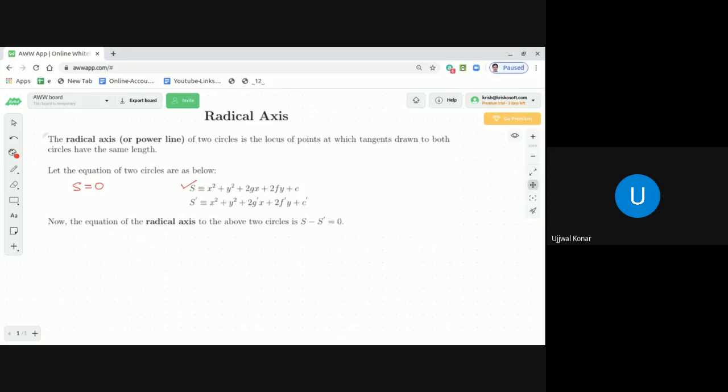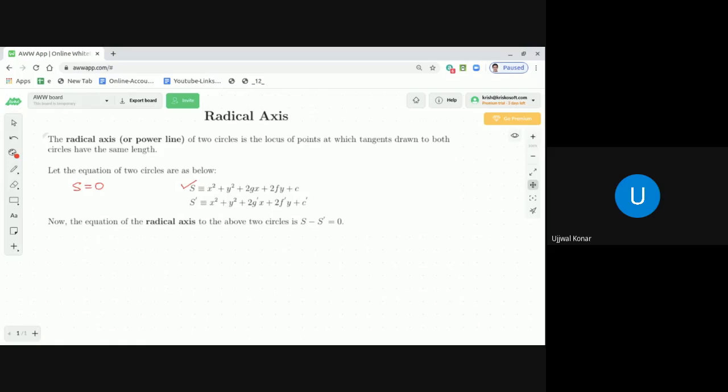Okay, dear students, so today we are going to discuss a topic in circles called radical axis. So let us understand what is a radical axis. The radical axis or power line of two circles is the locus of the point at which tangents drawn to both the circles have the same length.